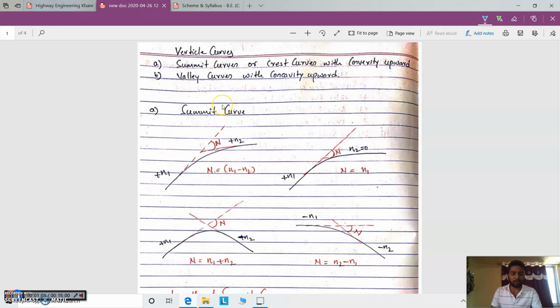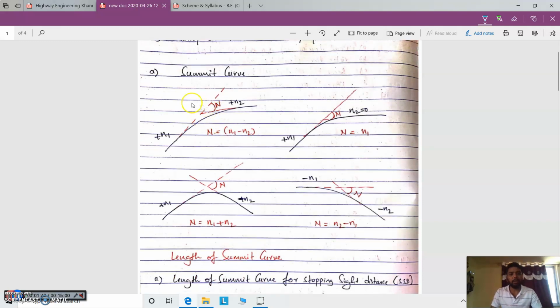As per your syllabus, there are two vertical curves, summit curves and valley curves. The summit curves can be called crest curves because these curves have their convexity upward. Convexity is upward, or you can say concavity downward. If the curve has this property, it is considered a summit curve, and a valley curve is considered to have concavity upward and convexity downward. That condition of curves is considered valley curves.